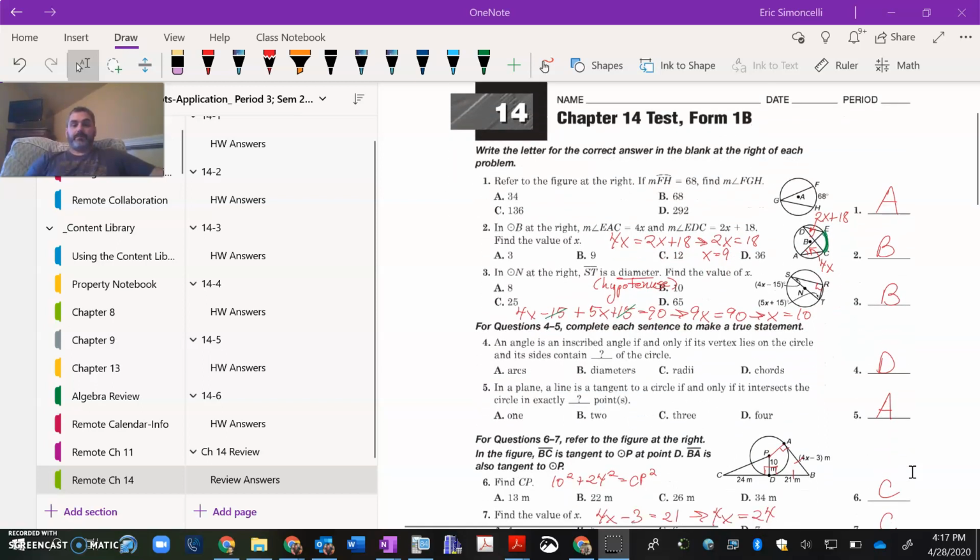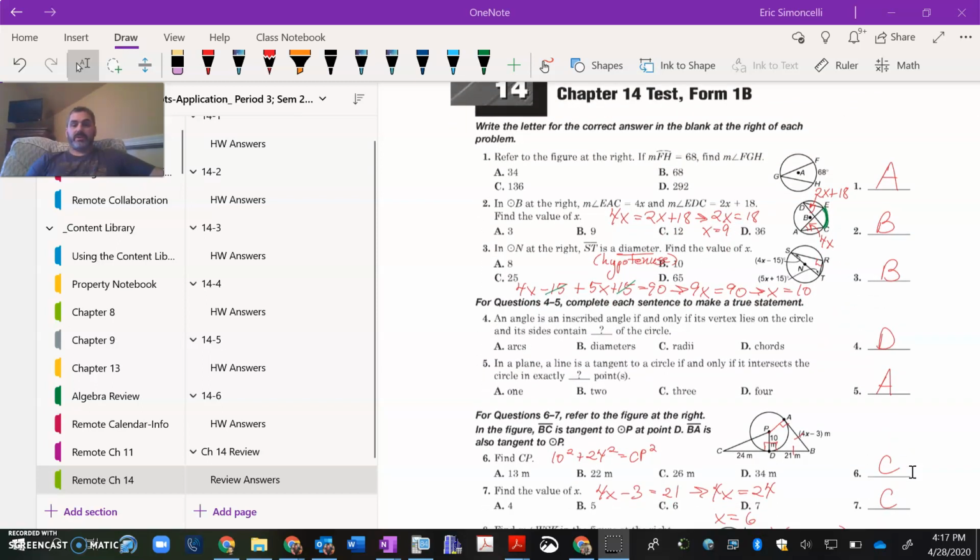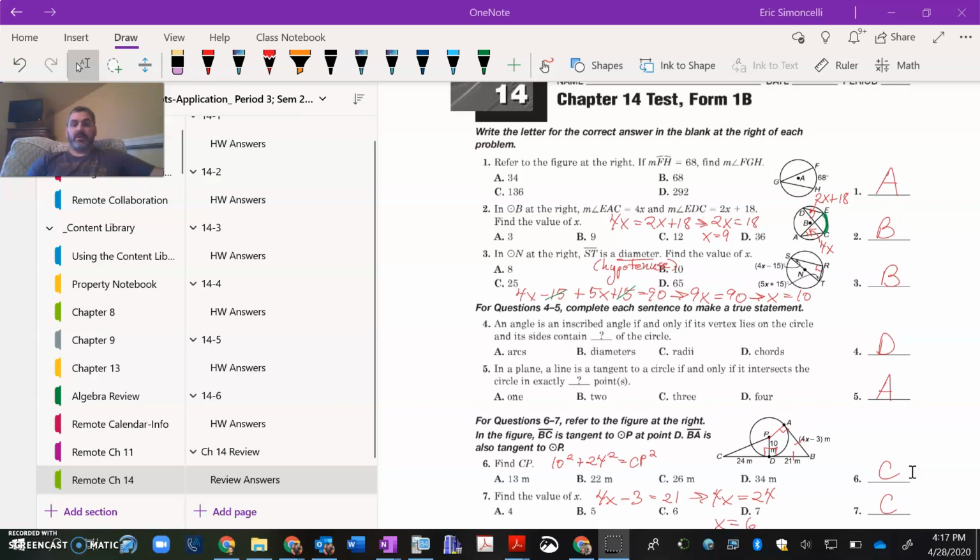Let's move on. Questions 6 and 7 refer to the figure at the right. In the figure, BC is tangent to circle P at point D. BA is also a tangent to circle P. So speaking of tangents again, here's BA. That's a tangent. As you can see, it touches the circle at only one point.